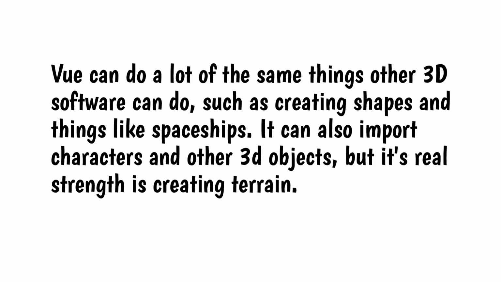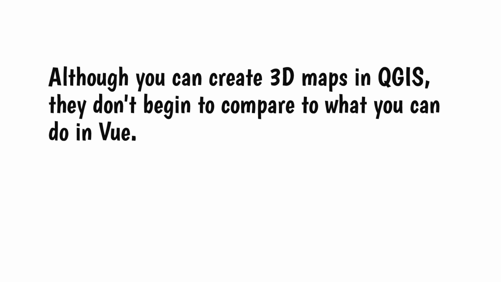View can do a lot of the same things other 3D software can do, such as creating shapes and things like spaceships. It can also import characters and other 3D objects, but its real strength is creating terrain. Although you can create 3D maps in QGIS, they don't begin to compare to what you can do in View.